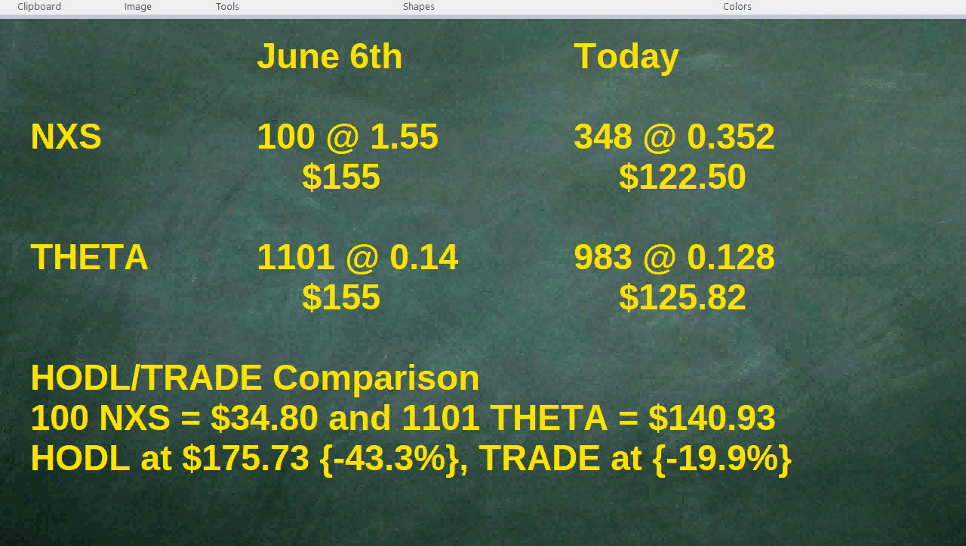And you bought the 1101 Theta and did that. Then you'd have $175.73 in net value, starting with 310. That's down 43.3%. And via that trade, 19.9% down. So you wouldn't lose anywhere near as much, but obviously you'd still be in a losing position. And of course, what these strategies do is protect gains.